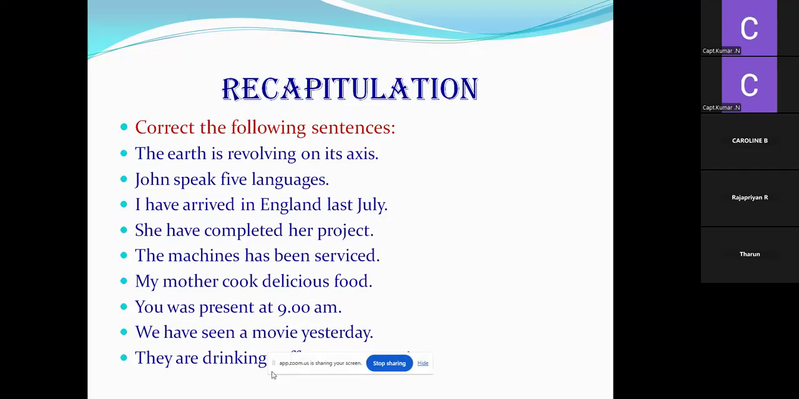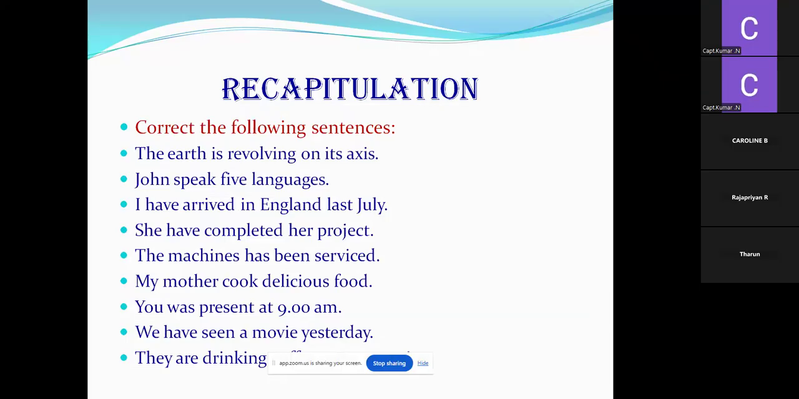What tense do we use to mention activity which goes on the same way, regular activities or routine? Which tense do we use? Simple present tense. Yes, that's correct. So simple present tense we use to express regular activities or routine or habit.